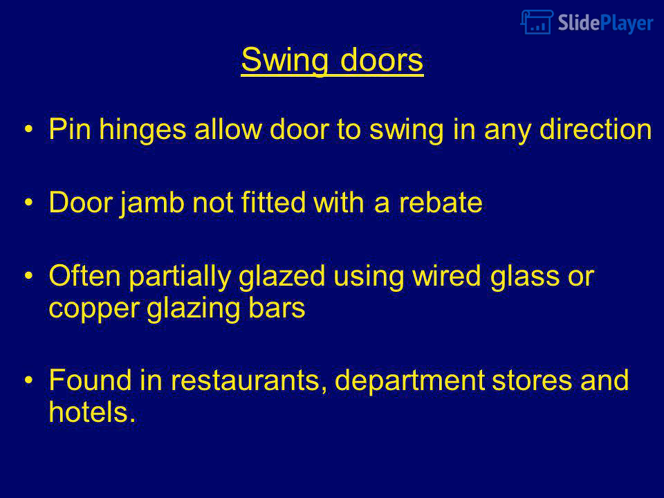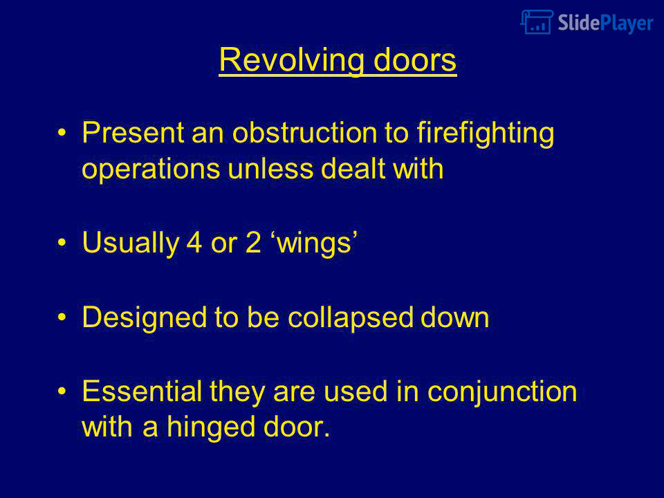Door jamb not fitted with a rebate. Often partially glazed using wired glass or copper glazing bars. Found in restaurants, department stores and hotels. Revolving doors present an obstruction to firefighting operations unless dealt with. Usually 4 or 2 wings.